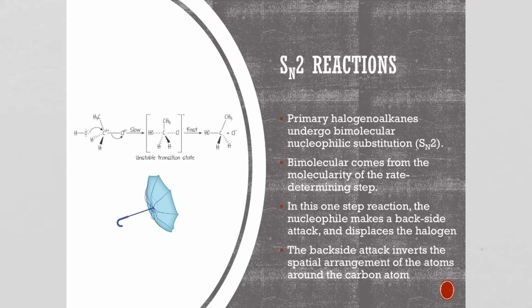So in this one-step reaction, the nucleophile makes a backside attack. So you can see it attacking back here, and it displaces the halogen. So you can see the nucleophile entering in on the molecule, creating a carbocation, and then the chloride in this example is leaving. And that backside attack actually inverts the spatial arrangement of the atoms around the carbon. So now the nucleophile is entering from the back, and then the chlorine is leaving from the front.